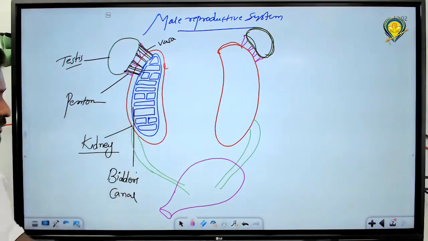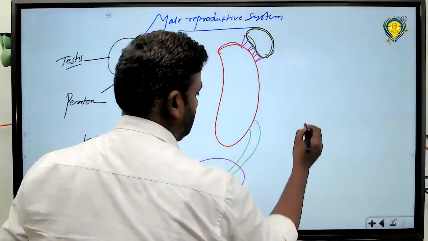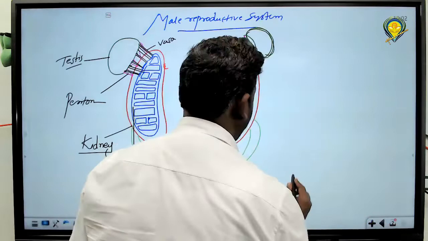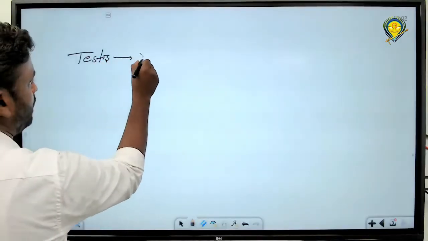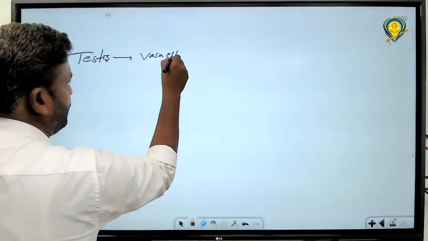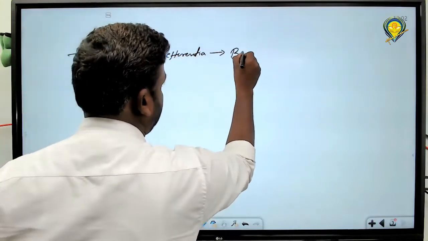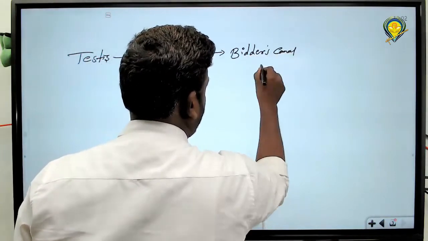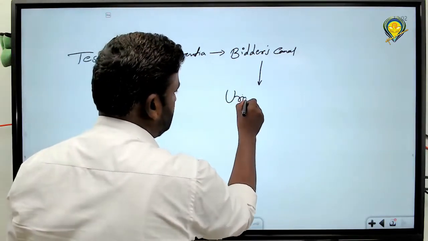Tell me now the sequence, the pathway of the sperm. Tell me first one. From where? Testes. First one, testes. The pathway of sperm, from where? Testis to vasa afferentia, Widder's canal. Next one where? Widder's canal. Ureter. Next one where? Ureter. Tell me, all of you. Urinogenital duct.